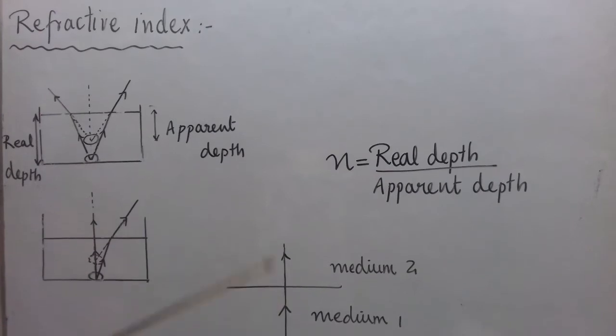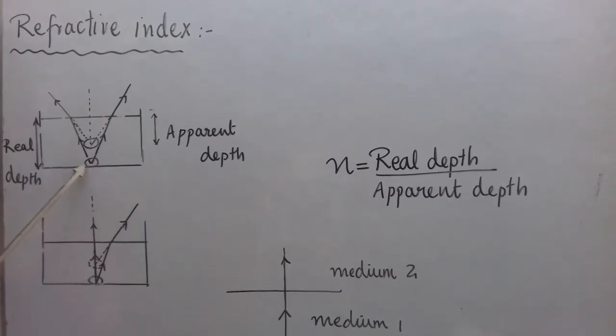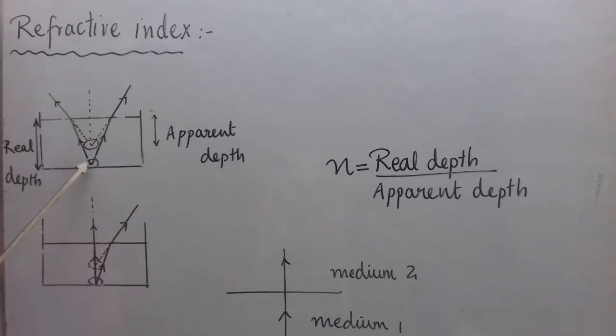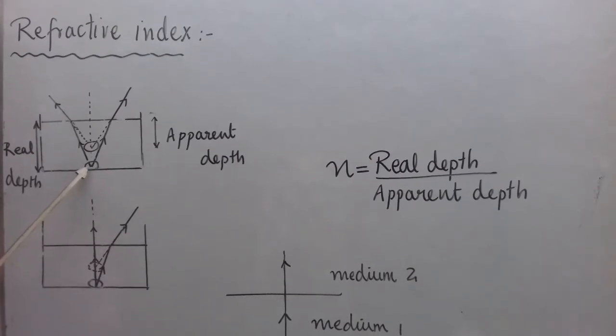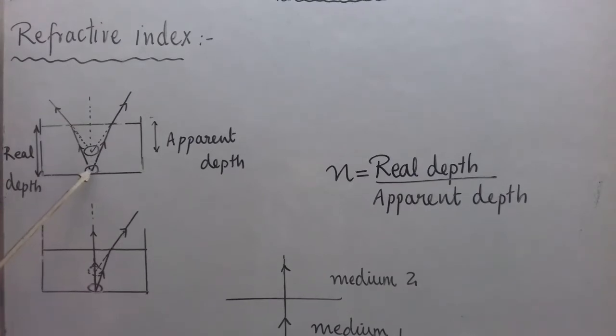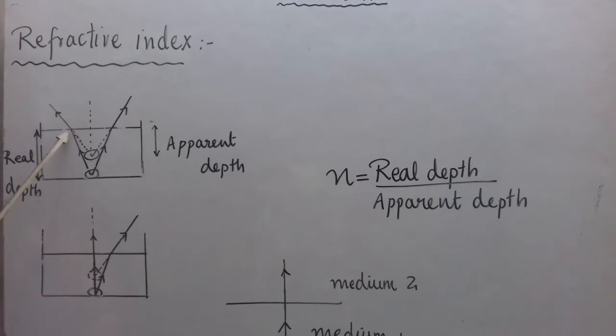Now, let us consider this case. Here, a coin is placed at the bottom of water filled in this vessel. To get the image of this coin, I have chosen two rays coming from the center, to get the image of the central point, let us say. One ray I have taken is this and the other ray is this.